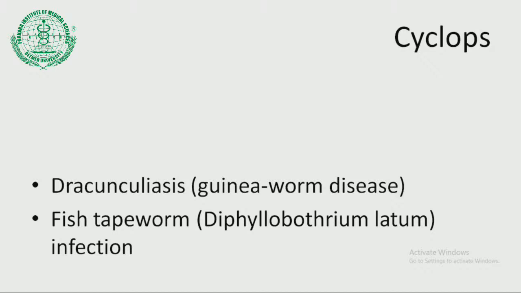So dracunculiasis is also known as guinea worm disease. In India, this disease was very much prevalent in previous times, but now because of effective health awareness, early and effective treatment of the cases, this disease has been eradicated. So in India there are now no cases of guinea worm disease.